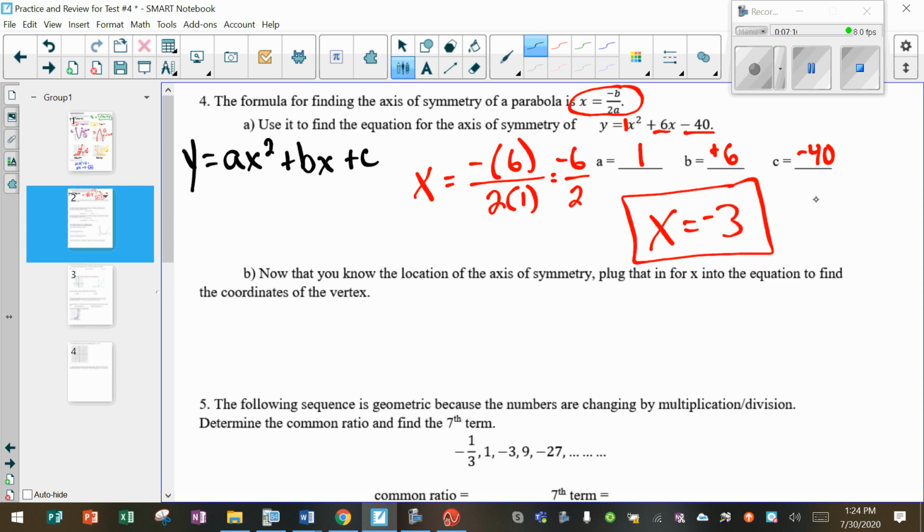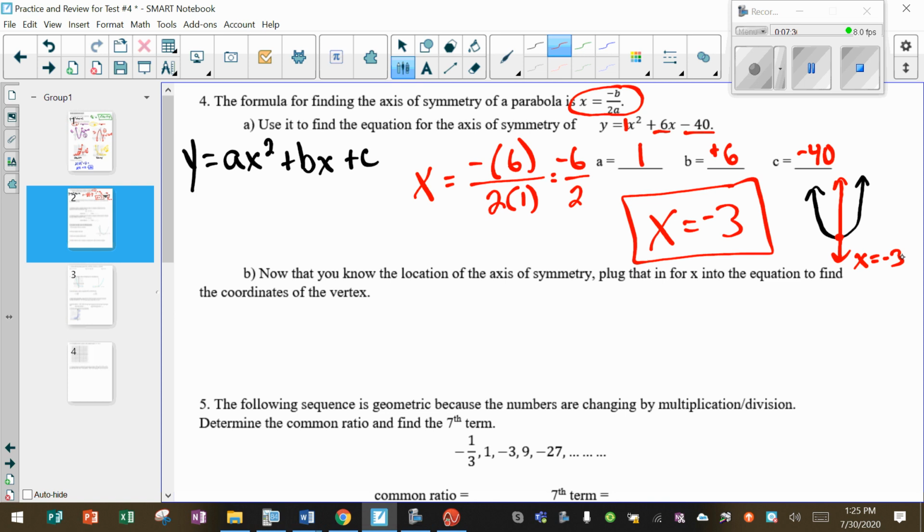Now, just a refresher, when you're looking at a graph, the axis of symmetry is the line that splits the parabola right down the middle, so it could be folded in half. It is always an x equals equation. Always, always, always. So where the line intersects the parabola is our vertex. And that's what we want to find for the next question.